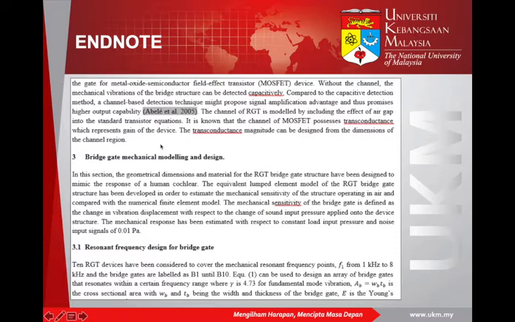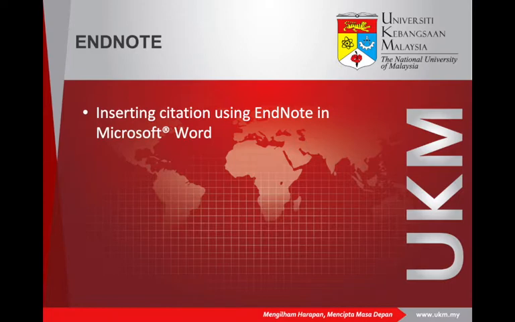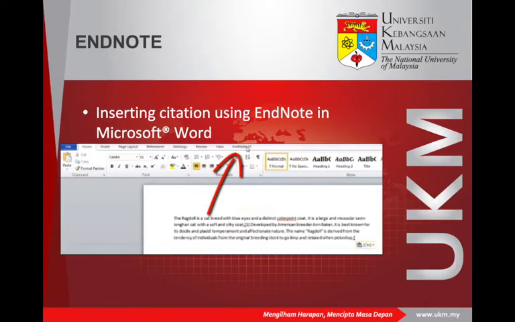After you have added all of the publications that you are referring to in the library, you can easily use the EndNote software to do in-text citation in your thesis, and at the same time generate the reference list. So I'll show you how to do it in Microsoft Word. How would you insert a citation using EndNote in Microsoft Word?